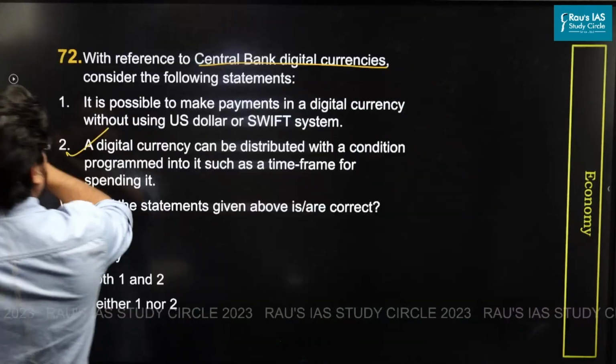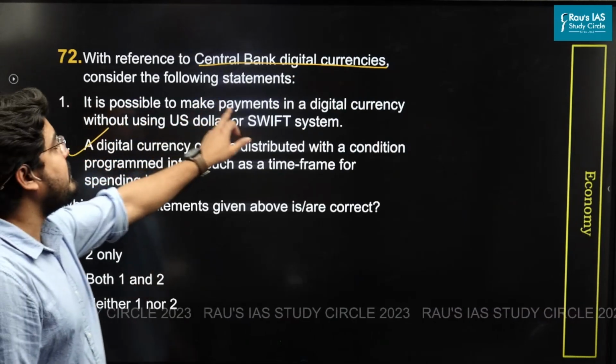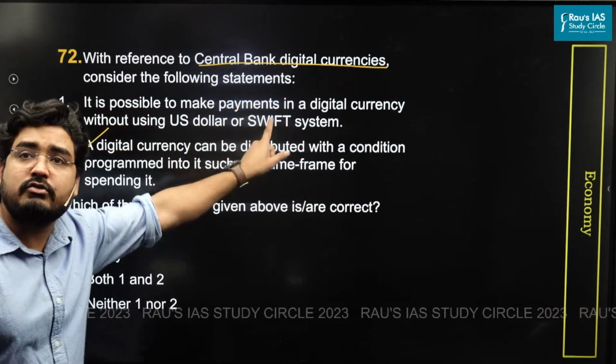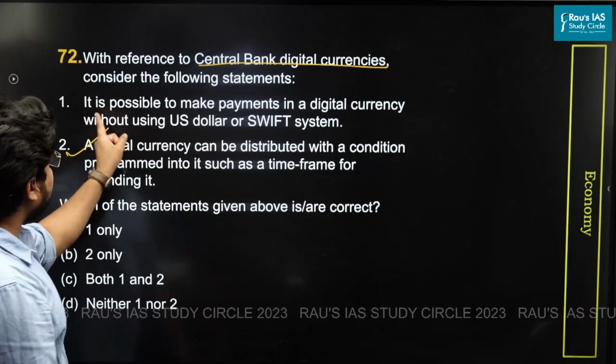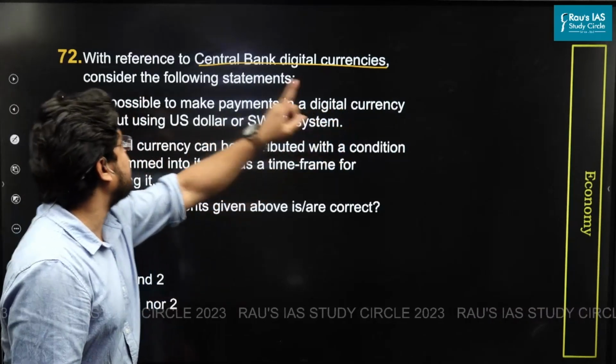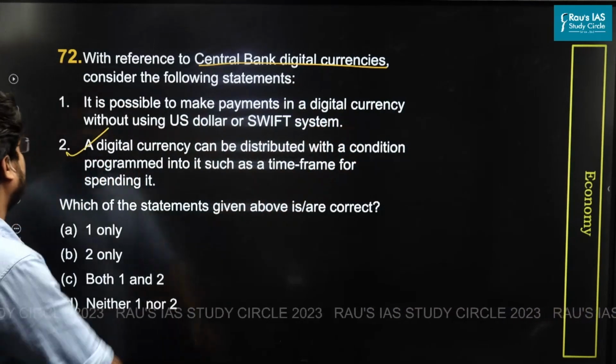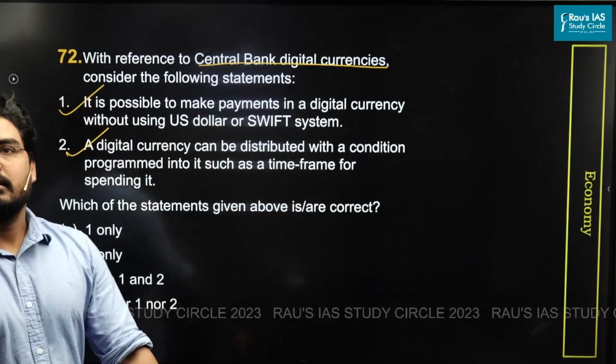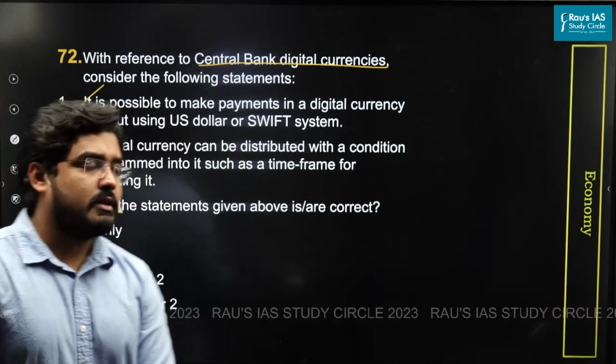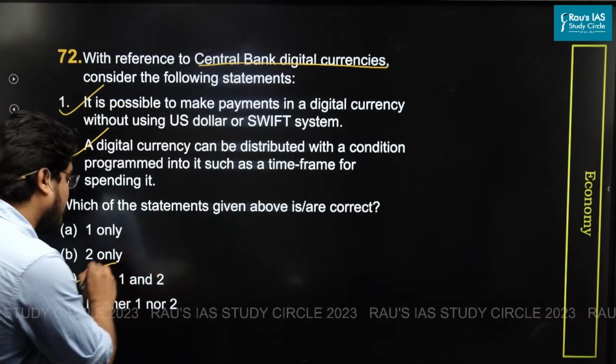So, yes, it is possible to make payments. Here the payments refer to cross-border payments. It is possible to make payments in a digital currency without using the US dollar or the SWIFT system. This statement is also correct. So the answer is C, both 1 and 2.